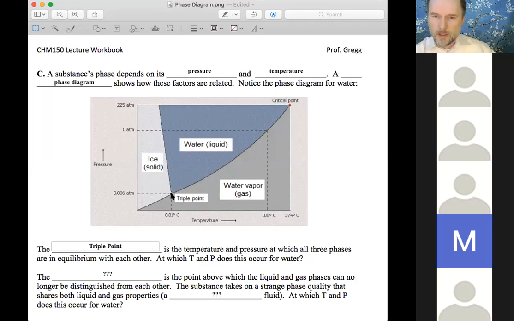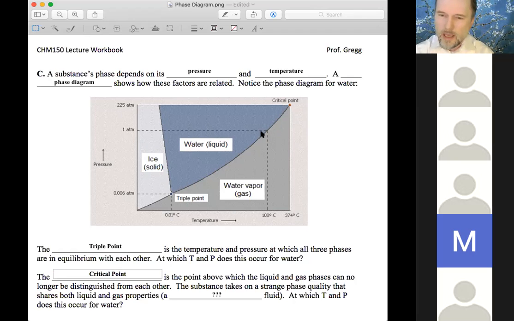So that's the triple point. Now, if we follow this boundary all the way up, here to the upper right, we see the critical point. The critical point is what goes in this gap here. The critical point is the point above which, that is the temperature and pressure above which, the liquid and gas phases can no longer be distinguished from each other. So let me explain what that means.